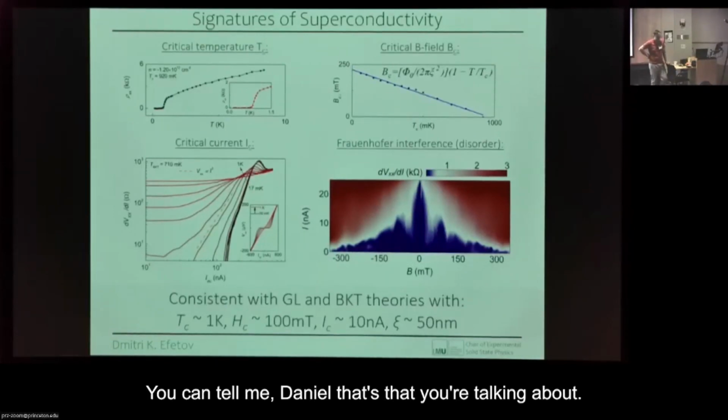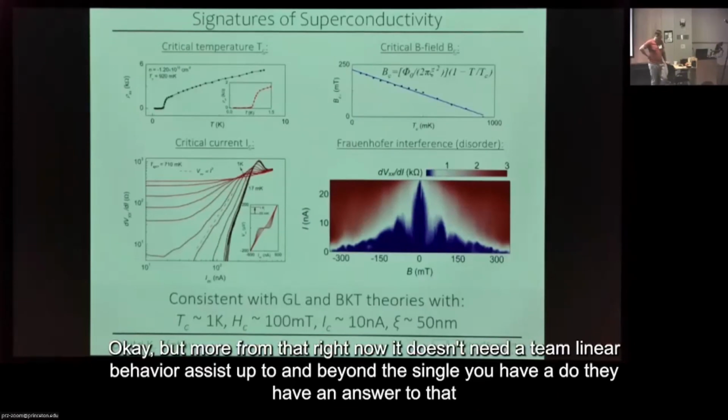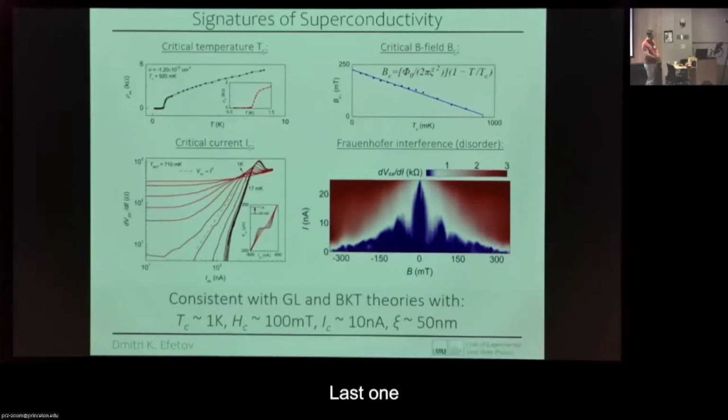Does the T-linear behavior persist up to and beyond the single electron resistance quantum as the temperature is increased? Do you have an answer to that? Last one from there. Does the superconductor to strange metal transition have any characteristic critical exponent? And more broadly, as experimentalists, what kind of signatures might you expect going between these two finite temperature phases?